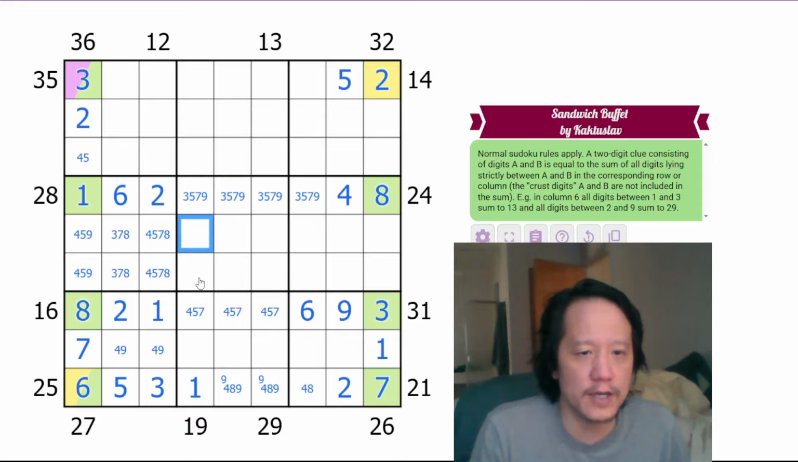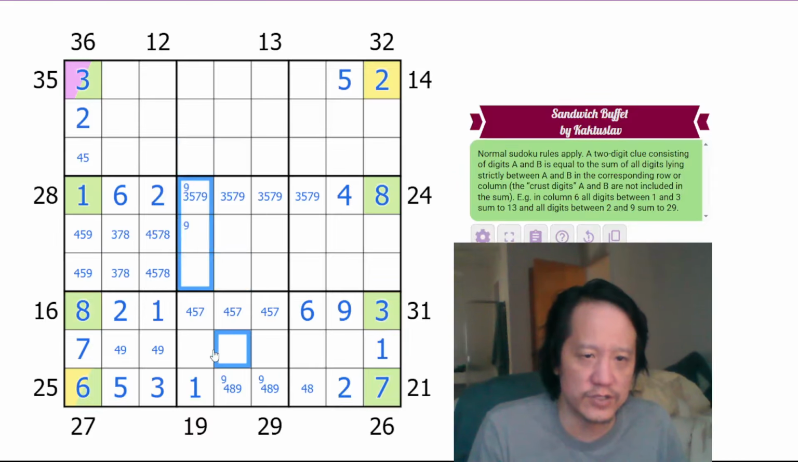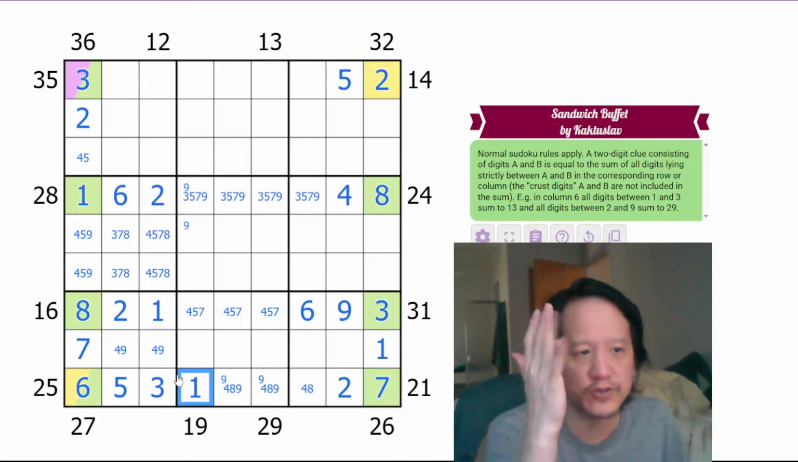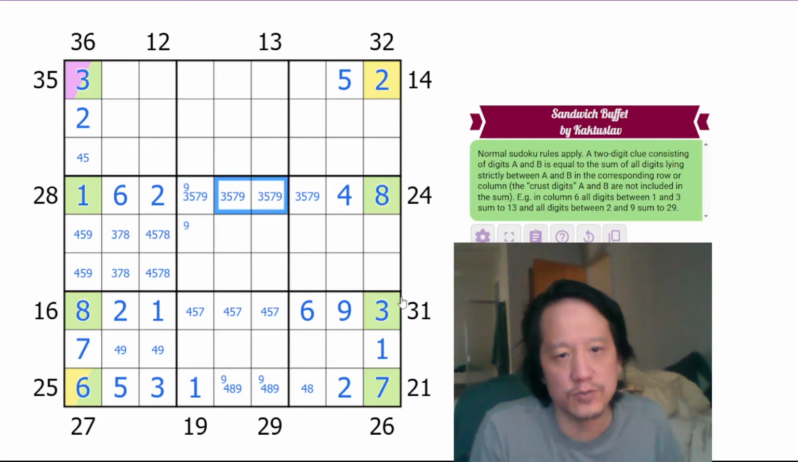Between the 1 and the 9 has to be at least 3 digits. So it could be these two. It cannot be 5 digits, because 5 digits without a 1 is at minimum 2, 3, 4, 5, 6, which adds up to 20, which is too big. So 9 has to be one of these two, which eliminates 9 in the rest of the box.